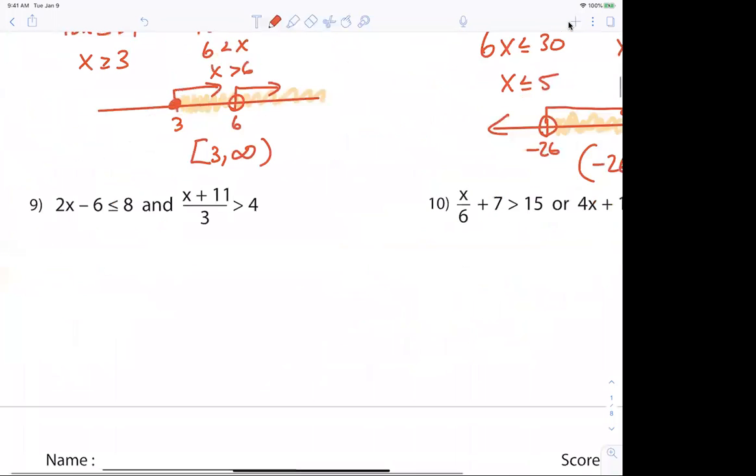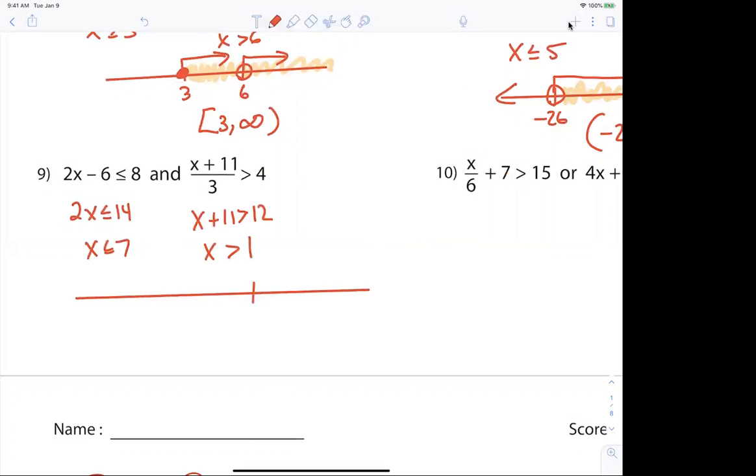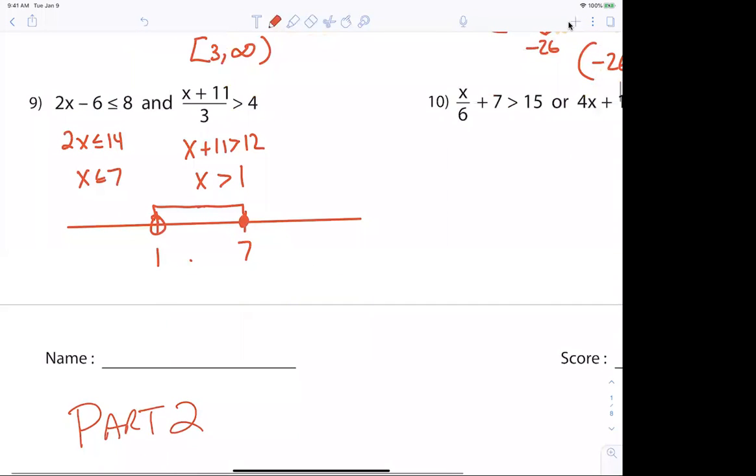All right, let's take a look at number 9, kind of similar. So 2x is less than or equal to 14, x is less than or equal to 7. x plus 11 is greater than 12, so x is greater than 1. All right, so now here is 7, here is 1, greater than 1, less than or equal to 7. So it's everything between 1 and 7. Now 1 is a parenthesis, 7 is a bracket.